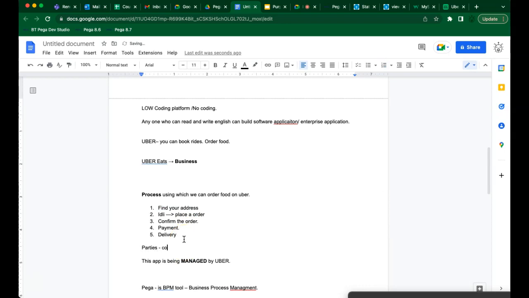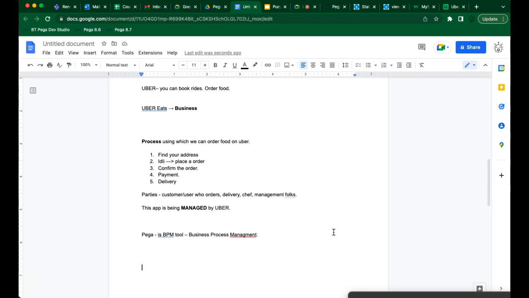The parties are the customer/user who orders, right? And who else? For example, the delivery guy, the delivery person, right? The chef who cooks your food, right? And if there is any management who manages the application, right? All these are parties of this process, right? So when they say parties, this is how you understand it in a process.